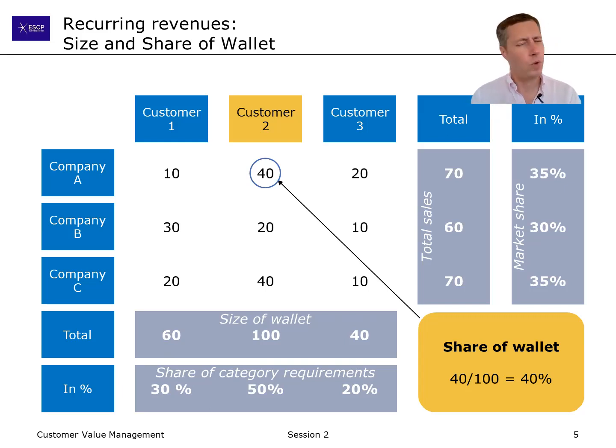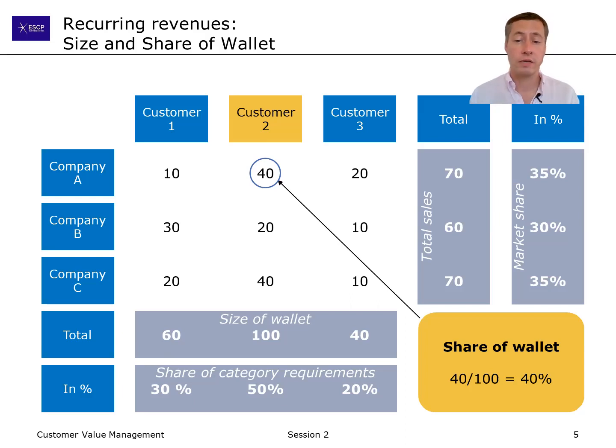Now in CRM, we are not interested in the company logic, we are interested in the customer logic. So instead of summing up by rows, we sum up by columns. 10 plus 30 plus 20 is 60, 40 plus 20 plus 40 is 100, and 20 plus 10 plus 10 is 40. 60, 100, and 40 is the size of wallet. You will see that if you sum up all the size of wallets, you come to the same 200 that you got when you summed up all the sales. And this makes sense because in this example, anything that is sold by a company has to be purchased by a customer.